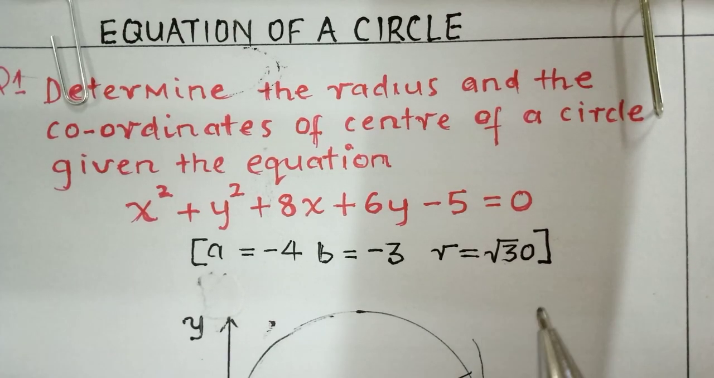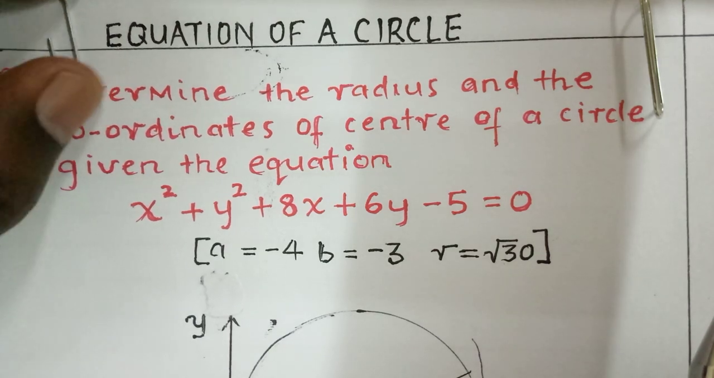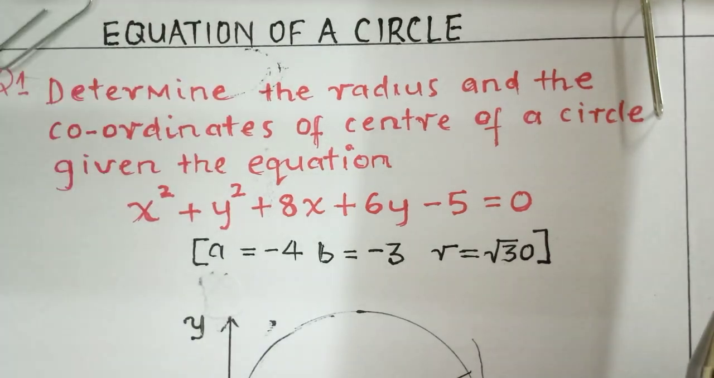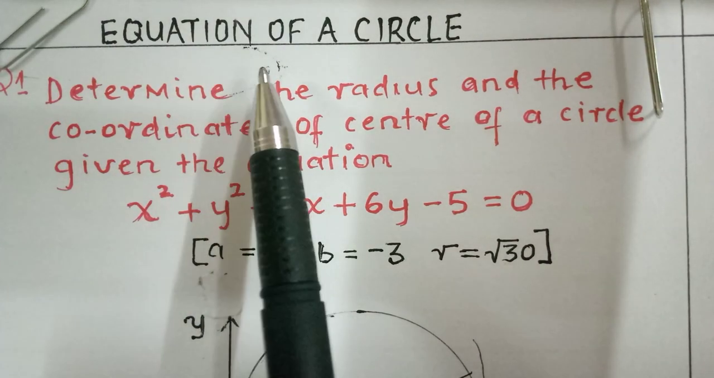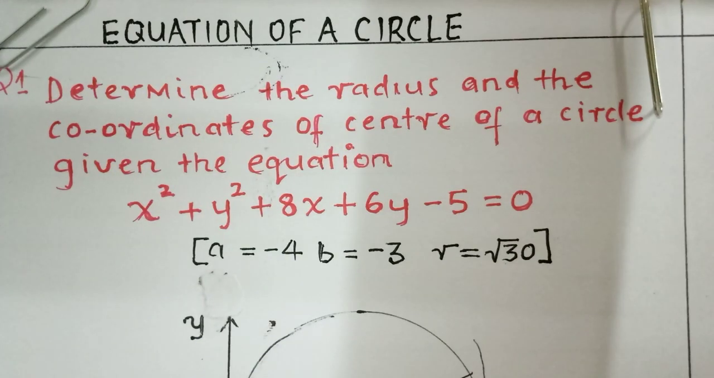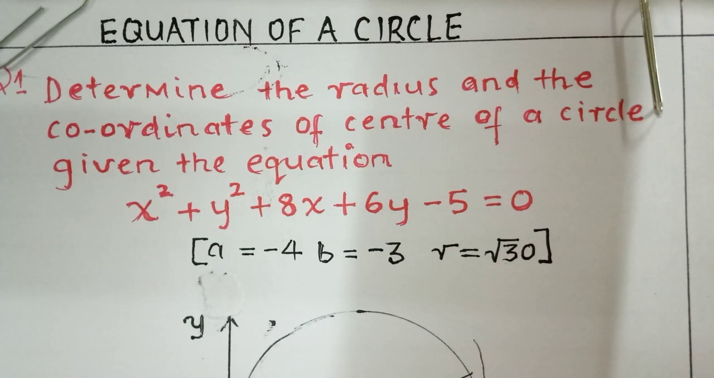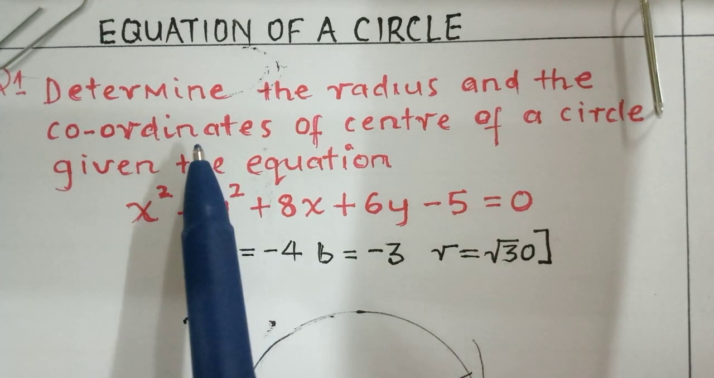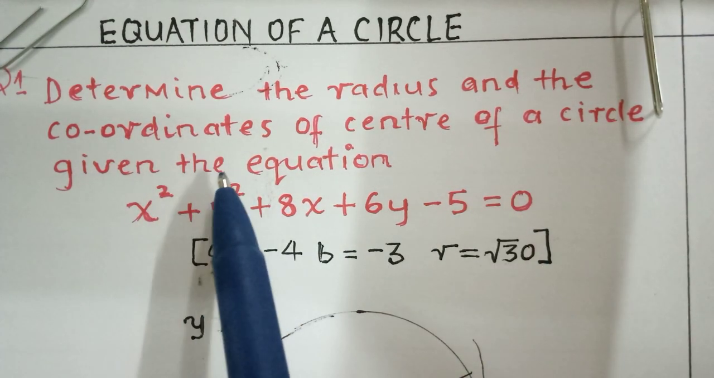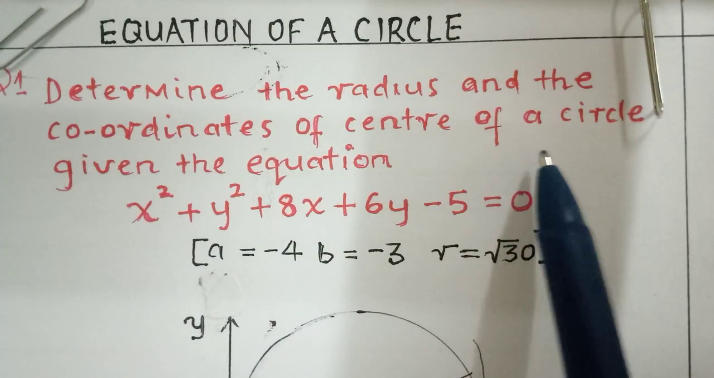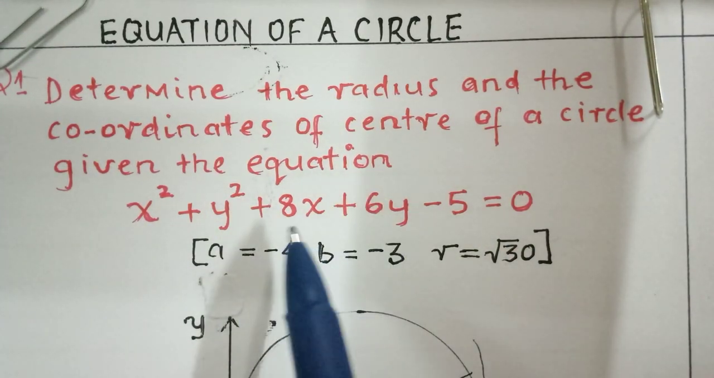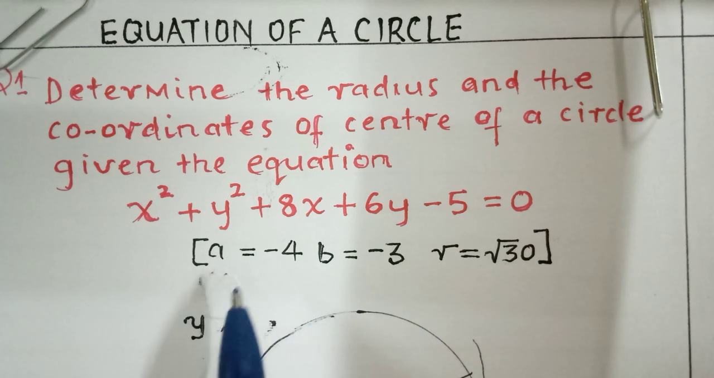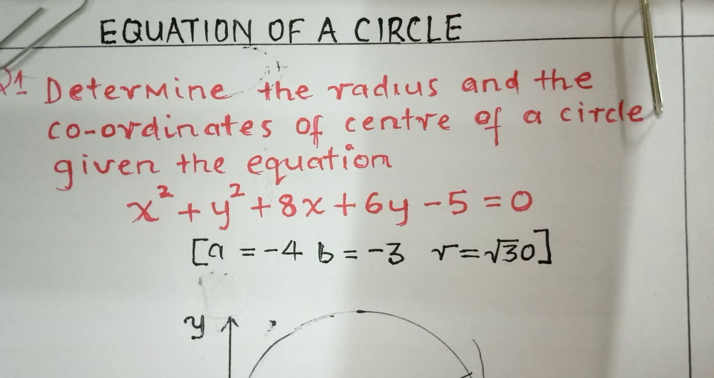So guys, we are going to do this problem, and as we do it, we are also going to find the equation of a circle. So let's start and see what we have. I read the question: determine the radius and the coordinates of the center of a circle given the equation. So this is the equation, and this is our answers. Before we go to that, let's find out the equation of a circle.